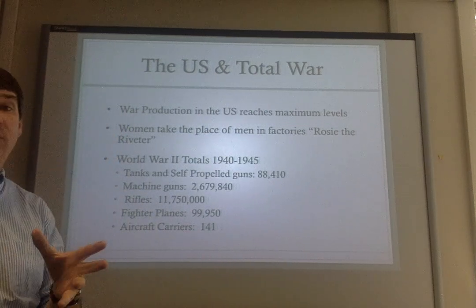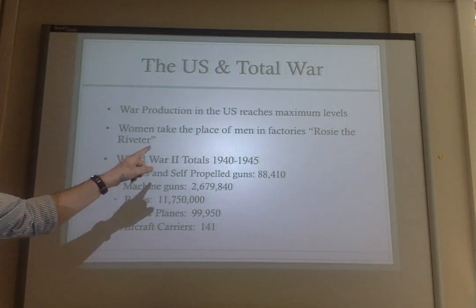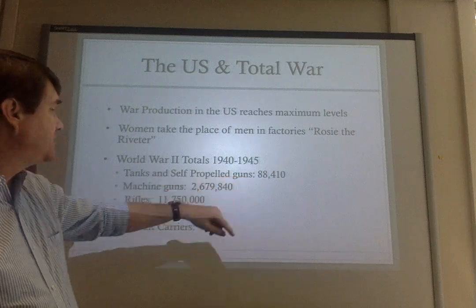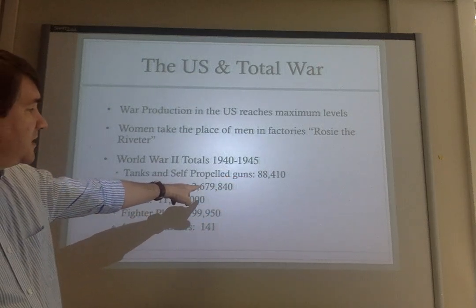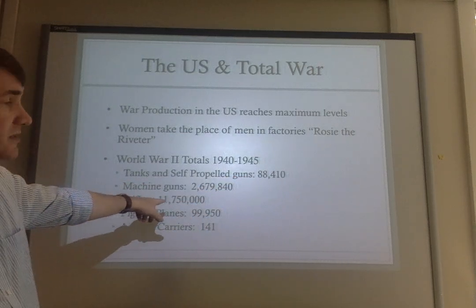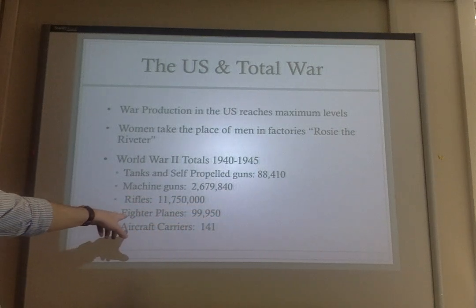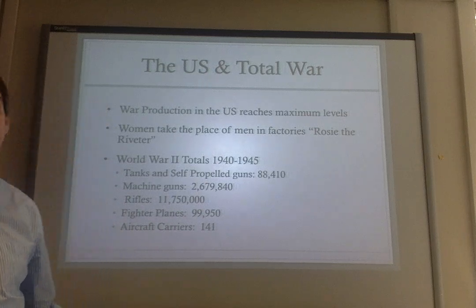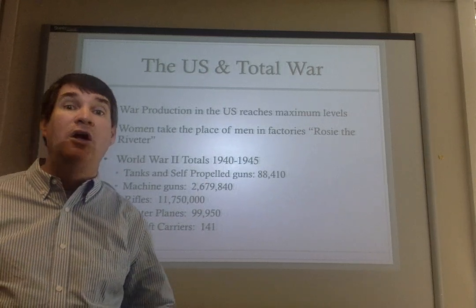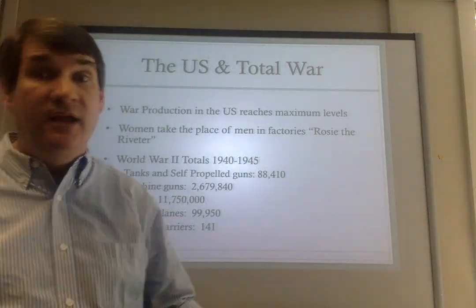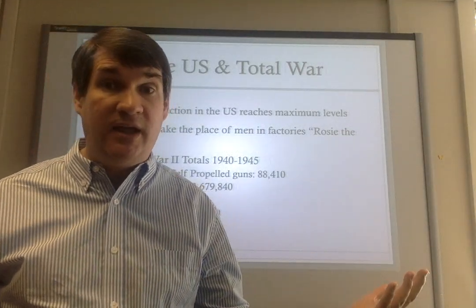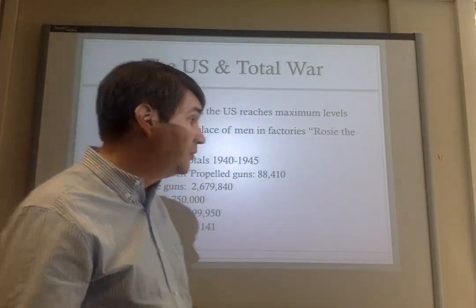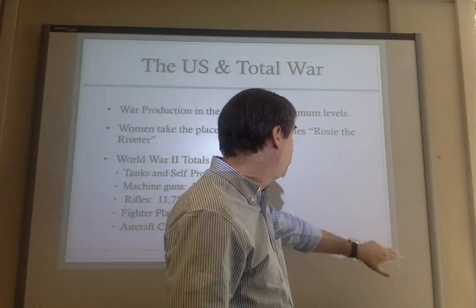And just to give an example of numbers here, right? World War II totals from 1940 to 45. Tanks and self-propelled guns, we made 88,000 tanks, 2,600,000 machine guns, 11,750,000 rifles. Fighter planes, we made 99,950 fighter planes, and in 4 years, America built 141 aircraft carriers. Crazy numbers, right? But again, America's the sleeping giant, and it is awake now, and the Japanese cannot keep up with this production. And that's really going to be the reason why the Japanese lose the war.